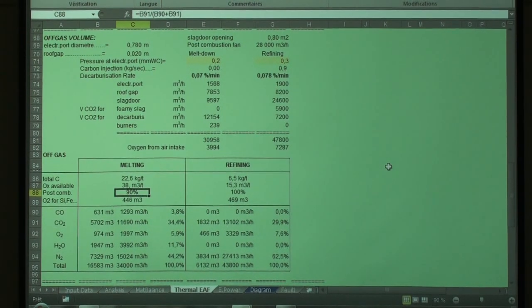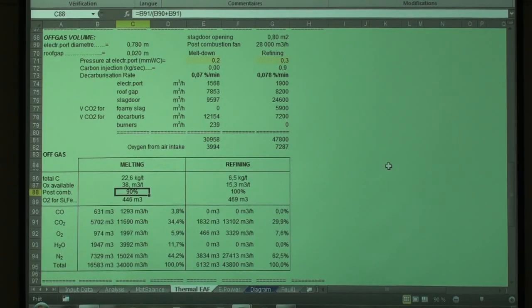This is the boundary conditions for the dedusting plant at the exit of the furnace. I told you I closed the thermal balance before the elbow.